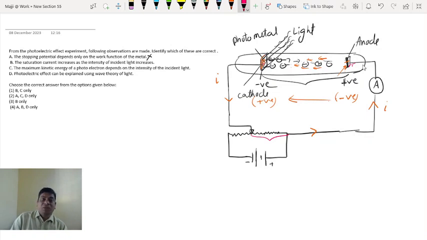So the number of electrons cannot go beyond that. So there is no question of increase in current, because current is after all what? The rate of flow of charge. And that rate of flow of charge is decided by the electrons crossing any section, which in turn is decided by the number of electrons ejected per second from this cathode.